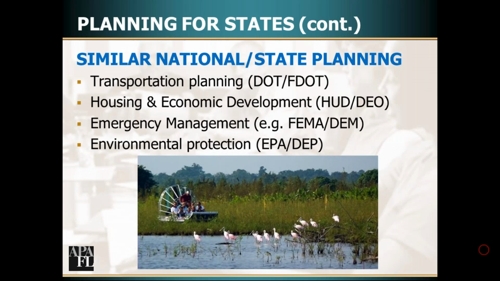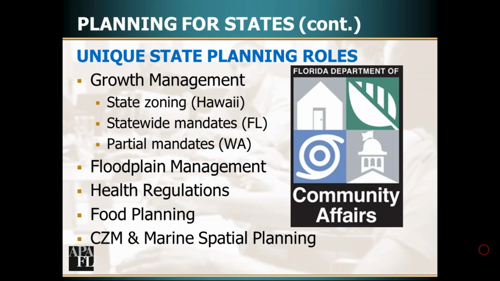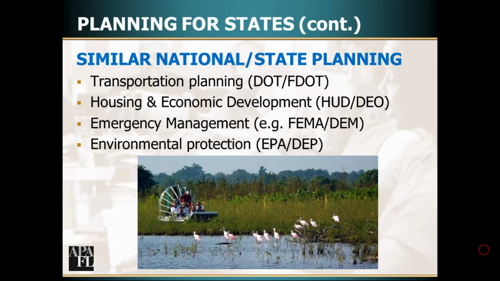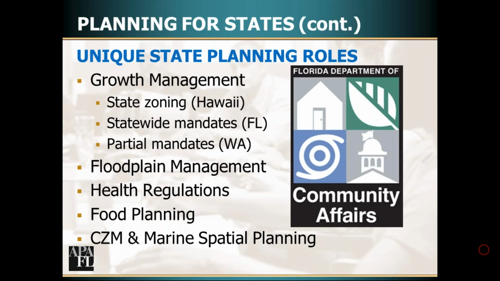All right. Similar national and state planning efforts. We have transportation planning at both the Fed and the state. Housing, economic development at the state. Emergency management happens at the federal and the state level. On the left is the federal government agency. On the right is the state agency in Florida here. Environmental protection. You have the EPA at the national level. You have the Department of Environmental Protection at the state level. And then nothing like having some Everglades there.